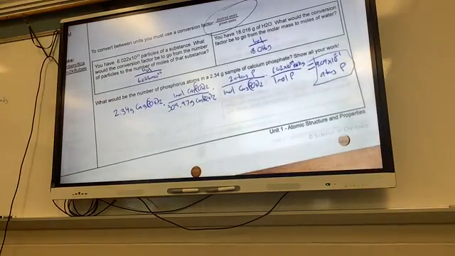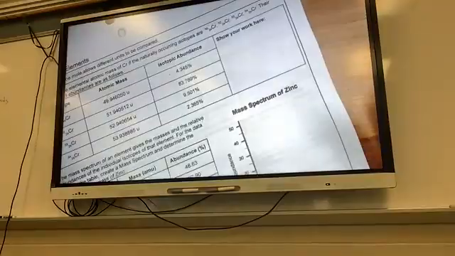Now we're getting to our percent abundance. Do you guys remember doing that? Someone was mentioning that at one point already today. Remember how we did percent times atomic mass plus percent times atomic mass plus percent times atomic mass? Yes? Okay. Here we go.